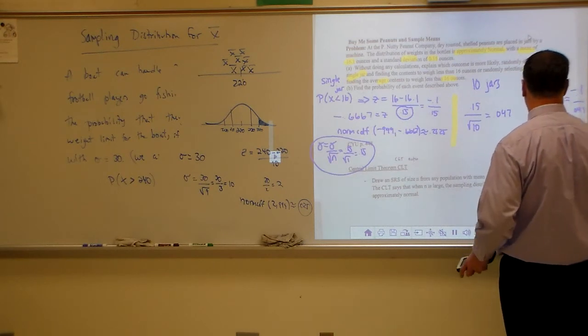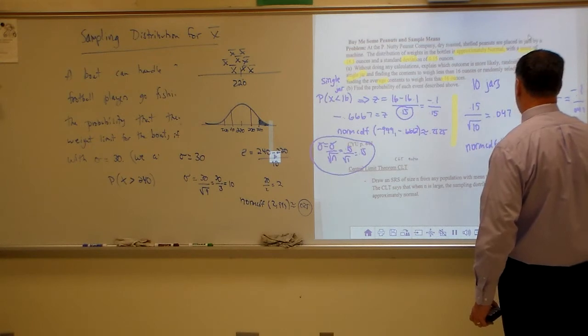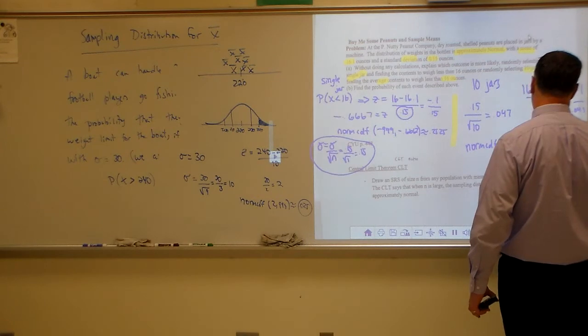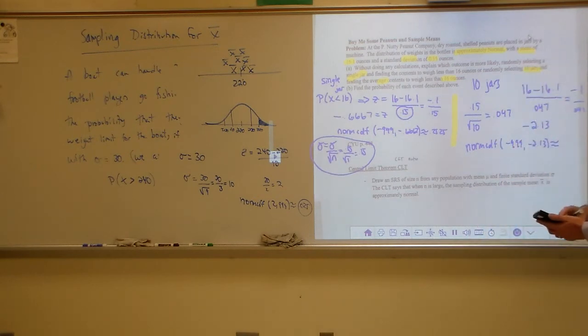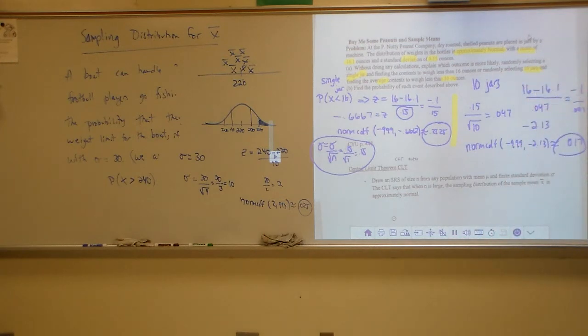Negative 2.13. So now I do normalcdf negative 999 to negative 2.13. Second vars for distr, negative 2.13. Wow, look at that, huh? 0.017. That's what we thought would happen. That's what we thought. Okay?